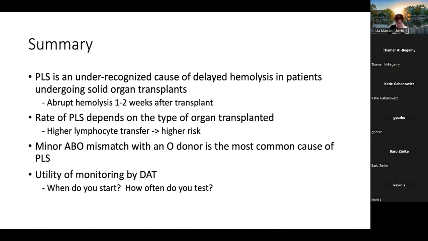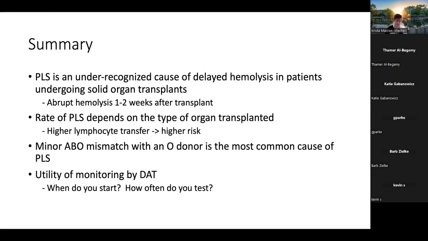The rate of the PLS depends on the type of organ, or to be more precise, the dosage of donor lymphocytes that are transplanted in the patient. A minor ABO mismatch with an O donor is the most common scenario leading to PLS, which means that routine ABO antibody screening will not pick up anything.